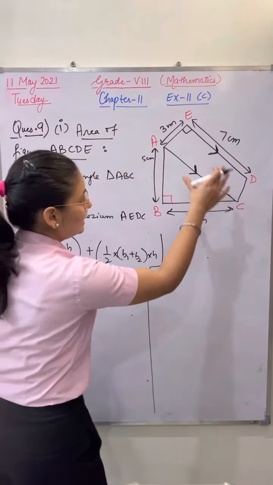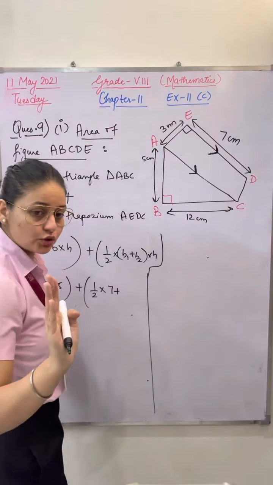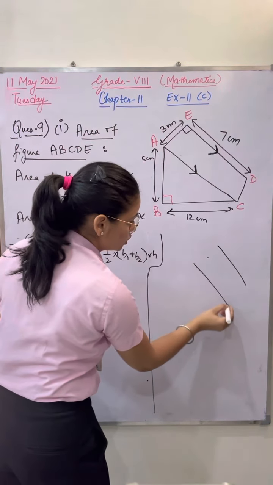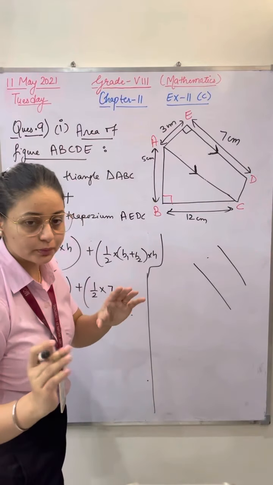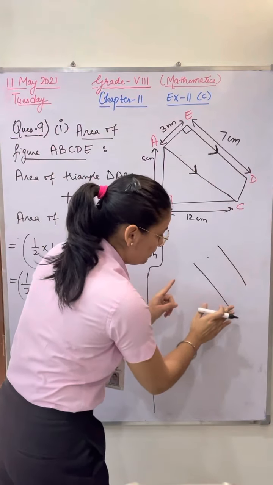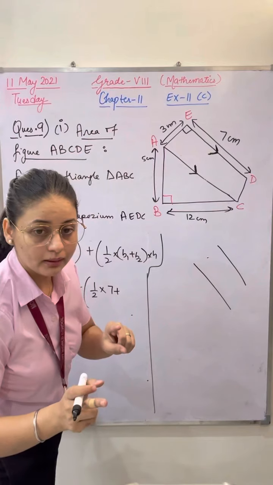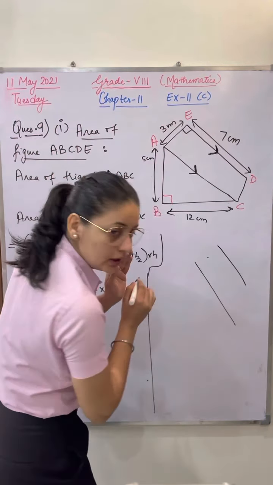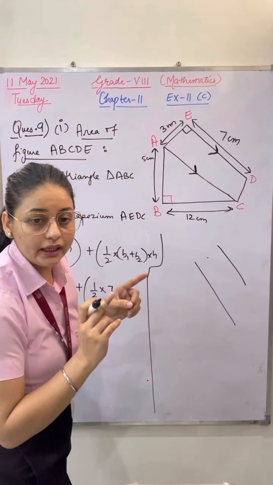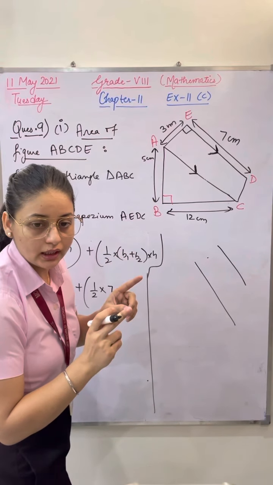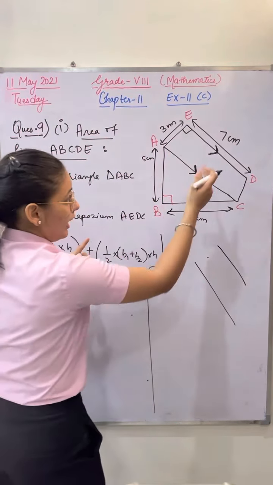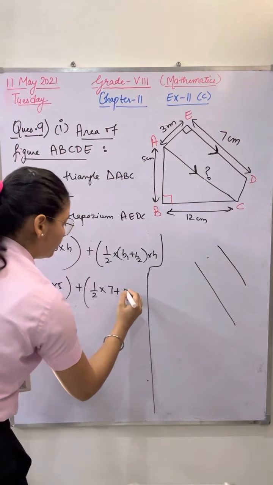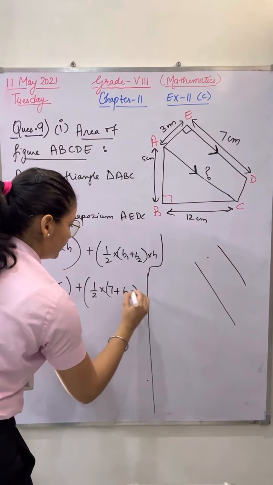Parallel sides means, see, some students make this mistake that this is 7 and they write this also 7. Parallel sides means they are going in the same direction, but they can't be equal. One can be short and one can be long. So you have to take out this B2. I'm writing B2 as it is.